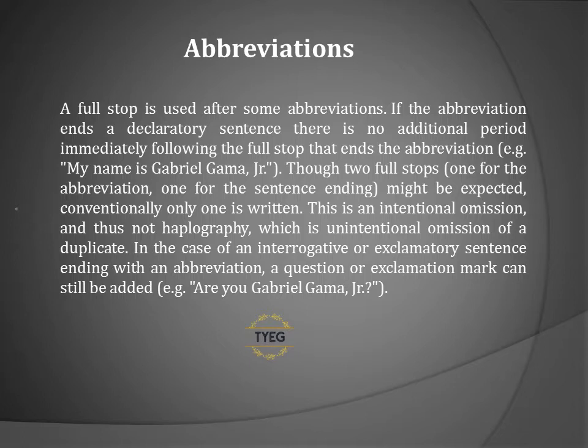In the case of an interrogative or exclamatory sentence ending with an abbreviation, a question or exclamation mark can still be added. For example, are you Gabriel Gama Jr.?